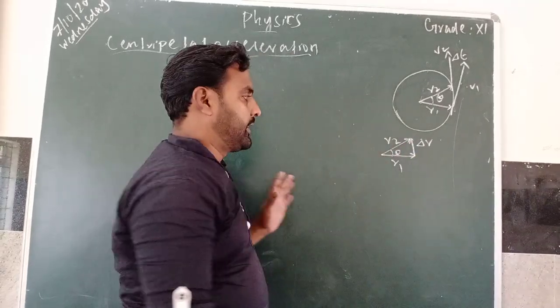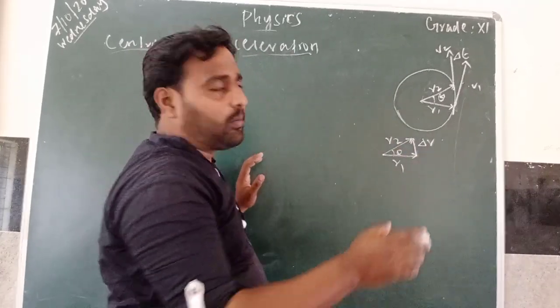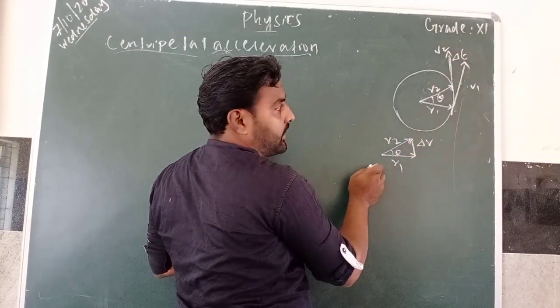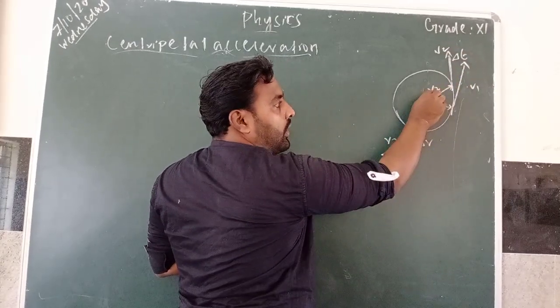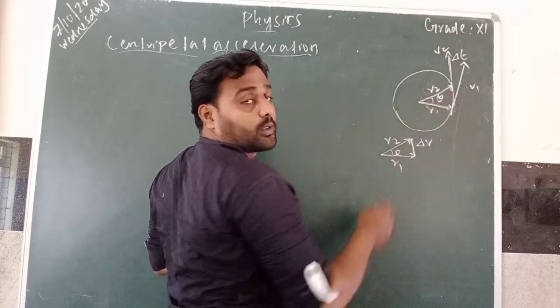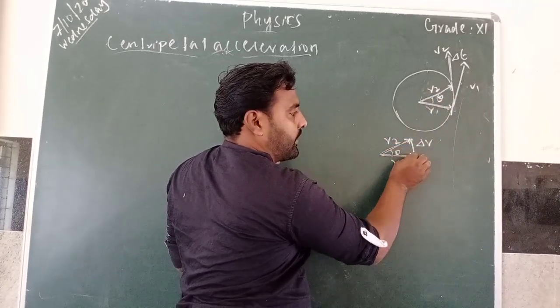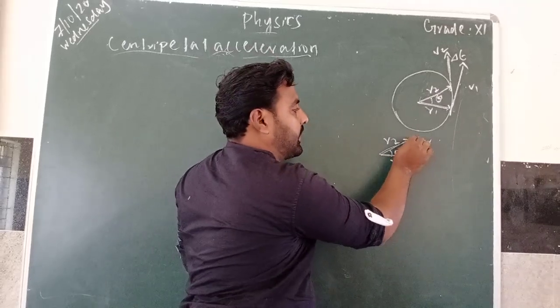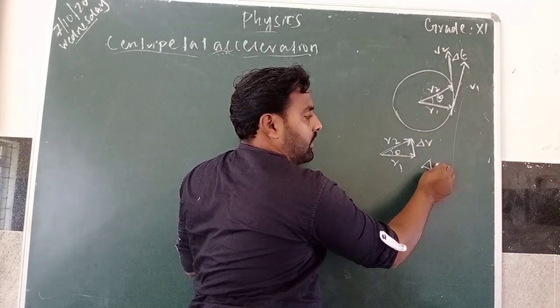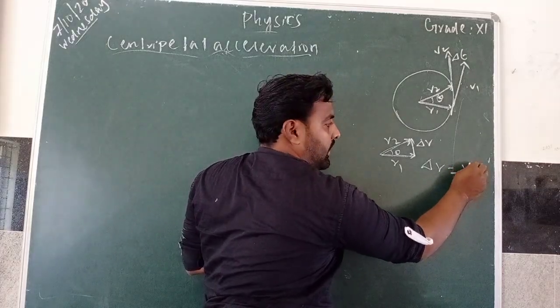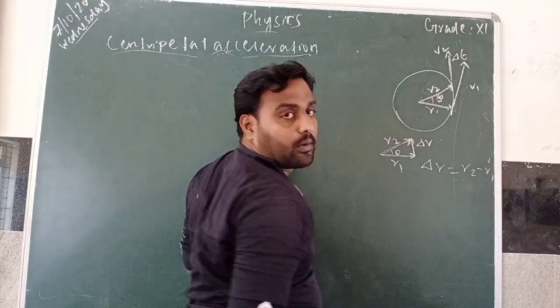Now the same you have to take for the velocity also. First you have to take the geometric representation for the position vectors R1 and R2. That is what I have taken, and this is the resultant. So you can write delta R is equal to R2 minus R1.